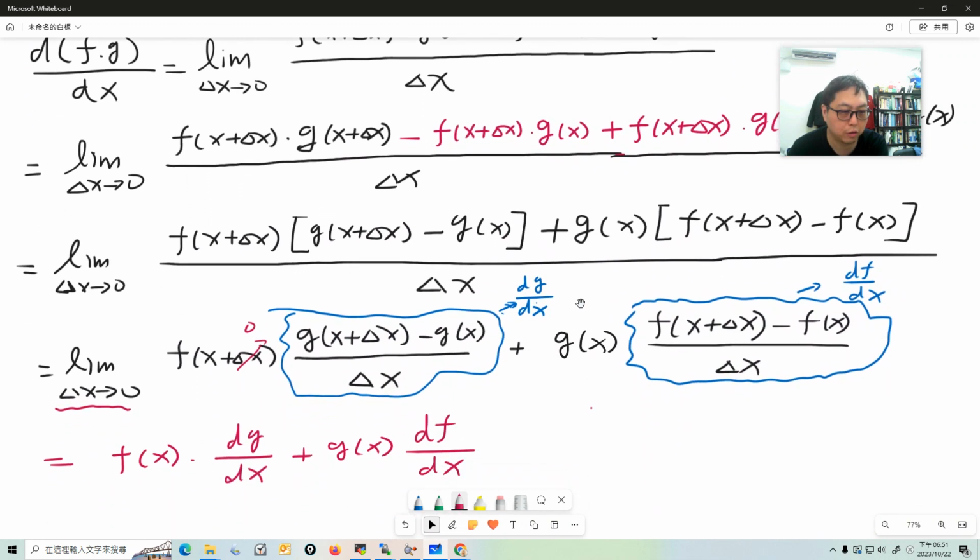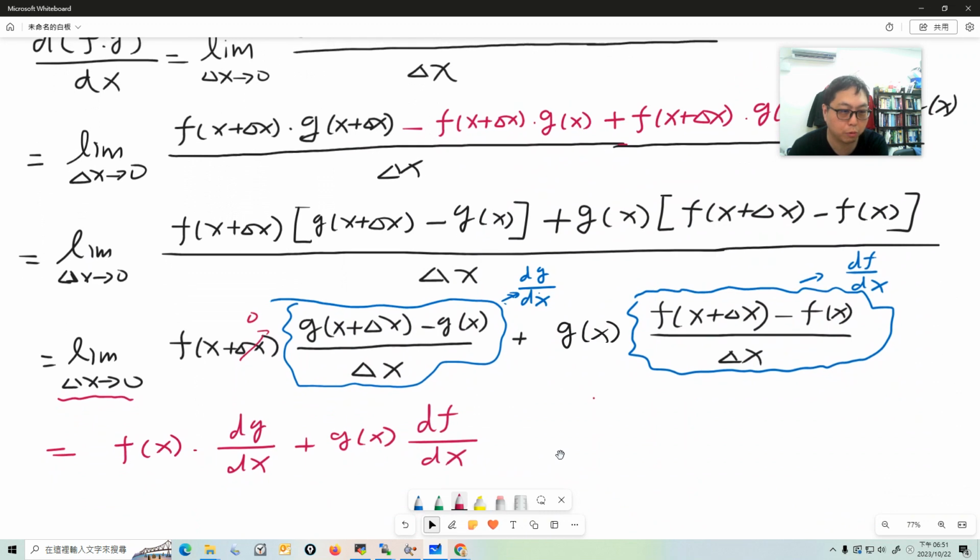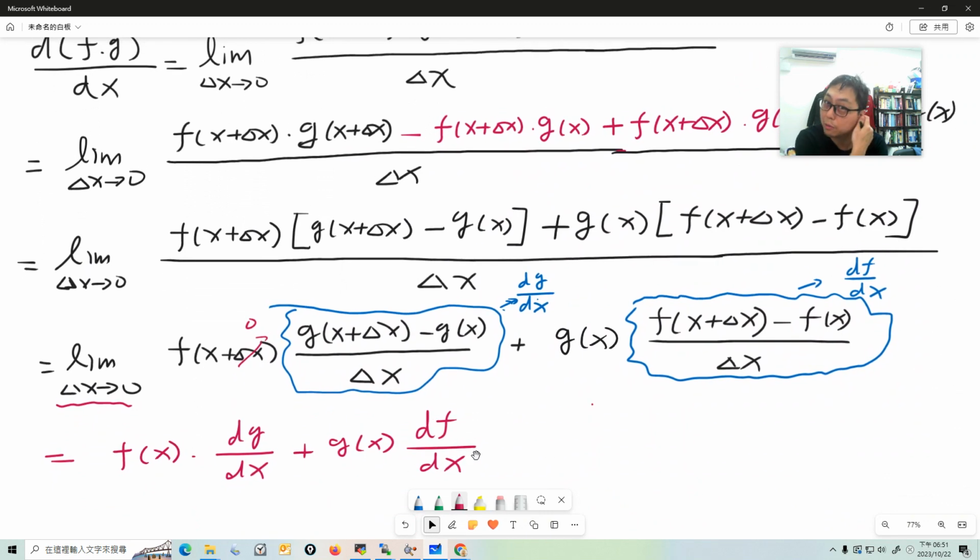This video just shows you this product rule, how to prove it, and convinces you where it comes from. Later, when you take the derivative of two functions multiplied together, just use this rule to do the calculation. You don't have to prove the whole process again. This video just shows you where the rule comes from.